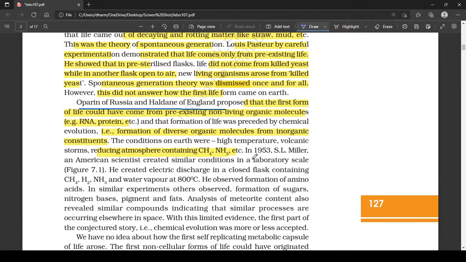In 1953, S.L. Miller, an American scientist, created similar conditions in the laboratory on a laboratory scale. He created an electric discharge in a closed flask containing CH4, H2, NH3, and water vapor at 800 degrees Celsius. He observed the formation of amino acids. In similar experiments, others observed the formation of sugars, nitrogen bases, pigments, and fats. Analysis of meteorite content also revealed similar compounds, indicating that similar processes are occurring elsewhere in space.